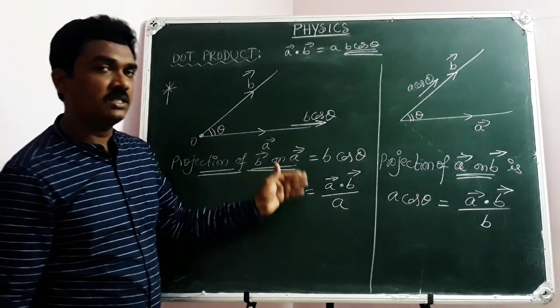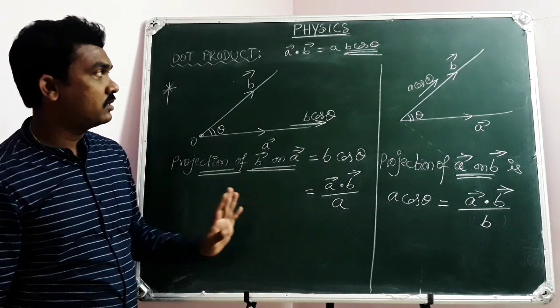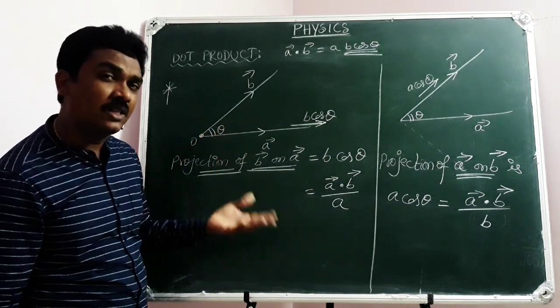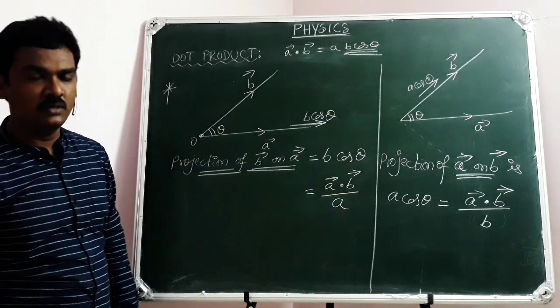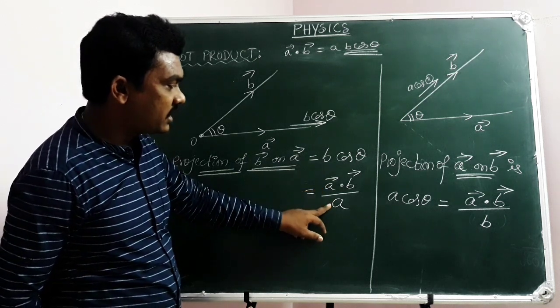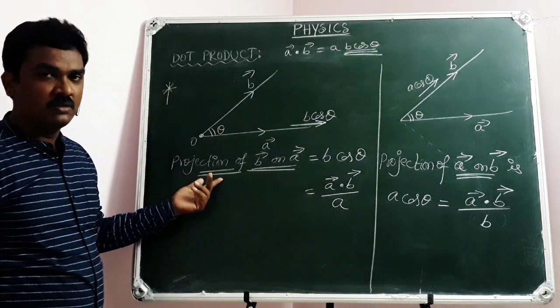This is what to learn and understand, not to memorize. If you memorize, you may get confused and you will write wrong answers. It's all about the projection of one vector on the other vector, which can be achieved using the dot product of vectors. Of course, you see A bar dot B bar is a scalar, A is a scalar, ultimately this is a scalar. So it is called a scalar projection.